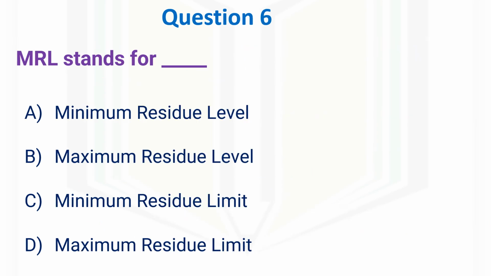Question number 6, MRL stands for, options are minimum residue level, maximum residue level, minimum residue limit, maximum residue limit. Correct option is option number B, maximum residue level. So this is the highest level of pesticide residue that can be tolerated legally in and on the food or feed when the pesticides are applied using the GMP, that is good manufacturing practices.